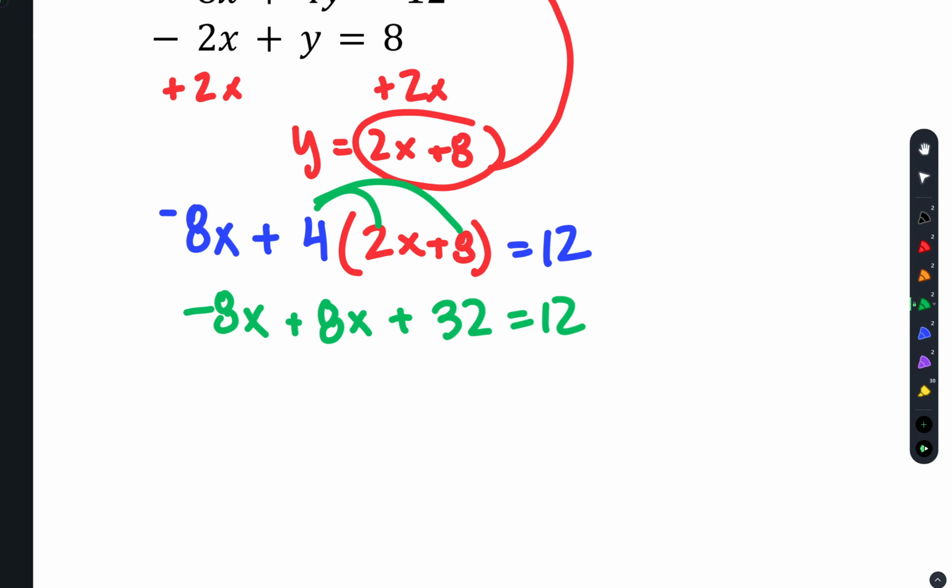Now we see something's up. Right? We see something's up. We have a negative 8x and an 8x. When we combine like terms here, what happens to those? They cancel out to be 0. So what I'm left with is 32 equals 12.